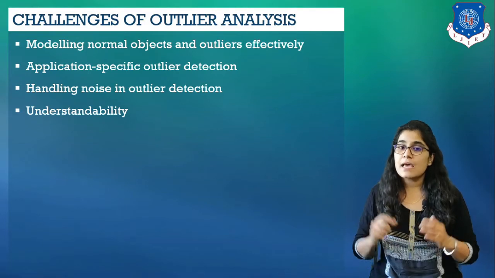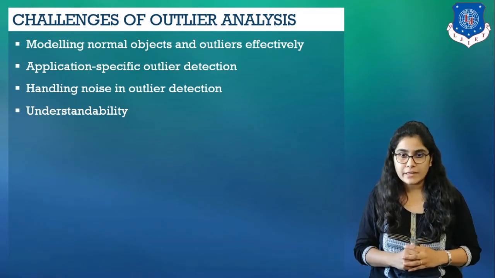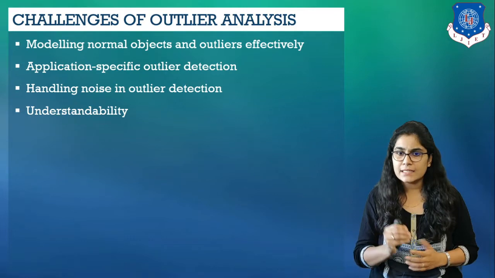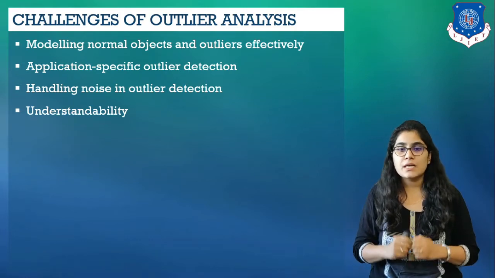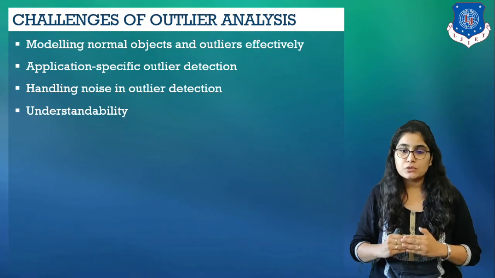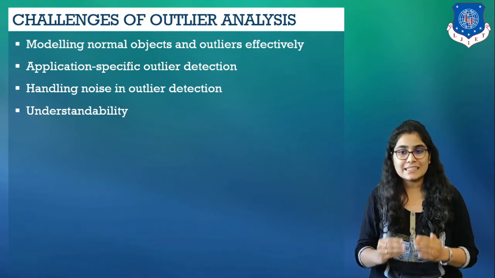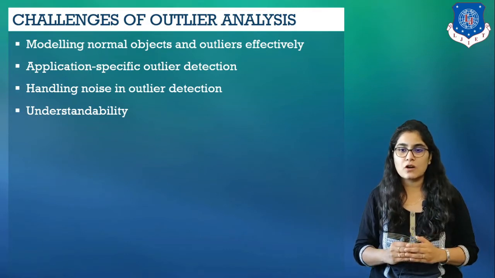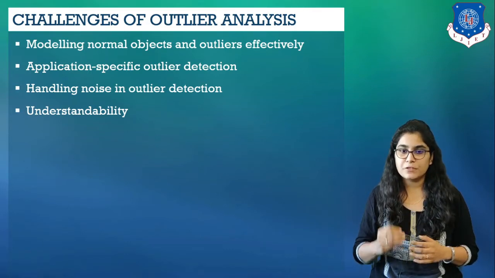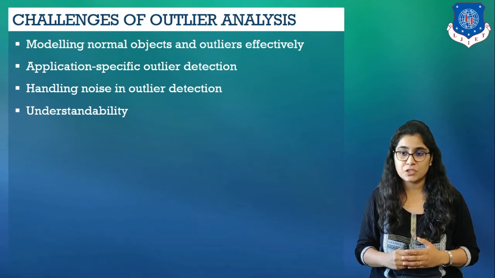Now let's discuss application-specific outlier detection. Technically, choosing the similarity, or we can say distance measure, and the relationship model to describe data objects is critical in outlier detection. Unfortunately, such choices are often application dependent. Different applications may have very different requirements.